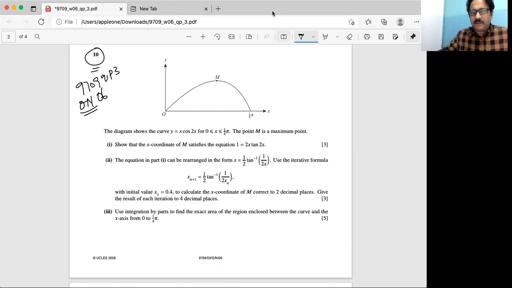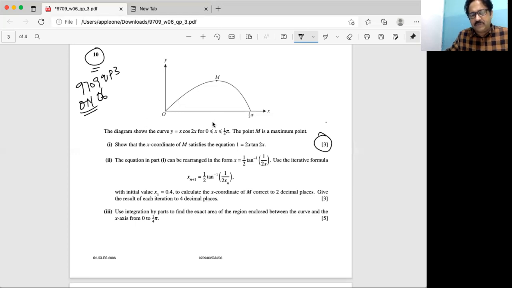They say that the diagram shows the curve y is equal to x cos 2x for x less than or equal to 1 over 4 pi and greater than or equal to 0. The point M is a maximum point. Show that the x coordinate of M satisfies the equation 1 is equal to 2x tan 2x, and marks here are given to us. There are 3 marks. This is a very easy part.